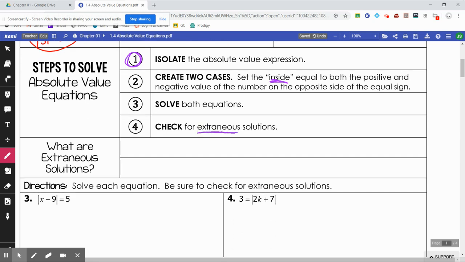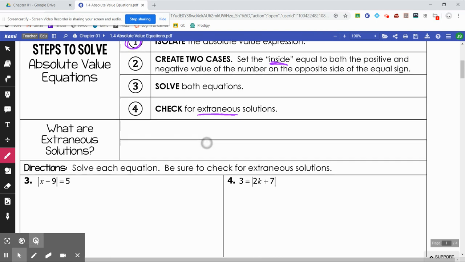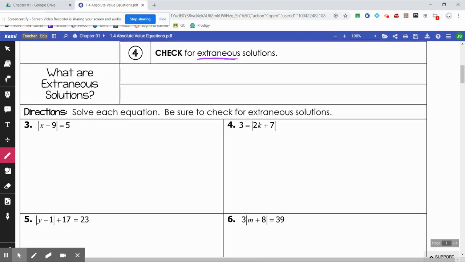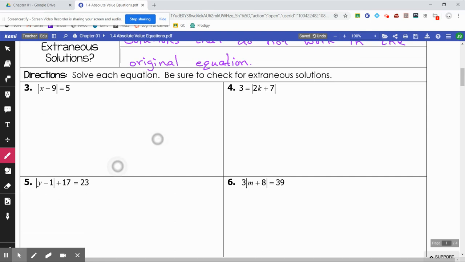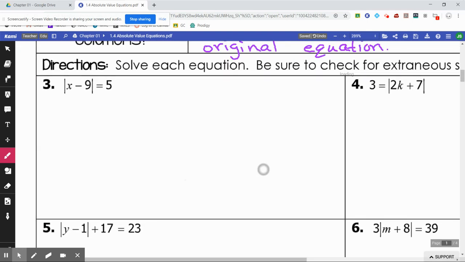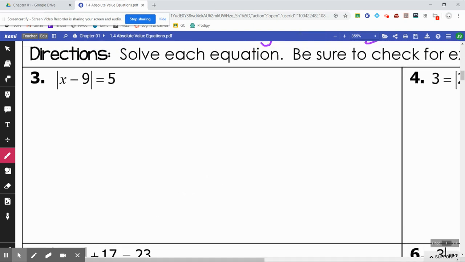Sometimes an absolute value equation might have extra solutions that look like they could be the right answer, but they're not. So what are extraneous solutions? Let's define that. They are solutions that do not work in the original equation. And these extraneous solutions, again, they're going to look like answers. You're going to solve them. You would think they're going to be an answer. But I'll let you know when you actually need to check for those because you're not going to have to check for them on every one of these absolute value equations. And I'll let you know which ones you're going to have to check to see if there are any extraneous solutions. Okay, solve each equation. Be sure to check, and we'll check the first one. And like I said, I'll let you know which other ones you do need to check.